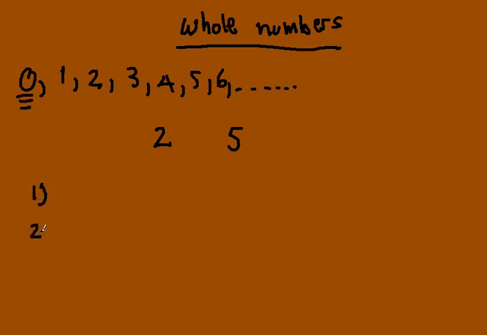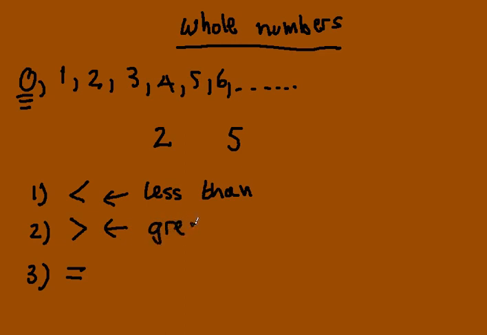There are a few symbols you can use to compare. This weird symbol here, here's another weird one, and here's another one. What do you think these three symbols mean? Well, the first one, they read it as less than. The second one, they read it as greater than. And the last one is equal to.